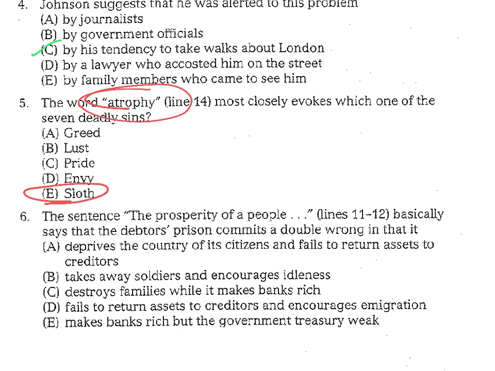Sentence 6. This was the one that you underlined. The prosperity of a people is proportionate to the number of hands. Basically it says that the debtors' prison commits a double wrong. So what would be a 2-prong issue that would be taking place? It deprives the country of its citizens, and if the citizens are in jail, what can they not do? Return the assets to the creditors, so that's why that answer is A.